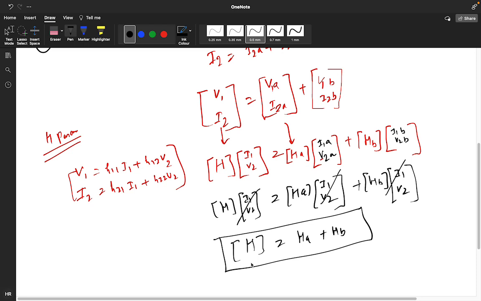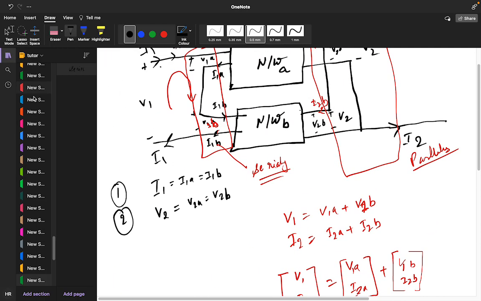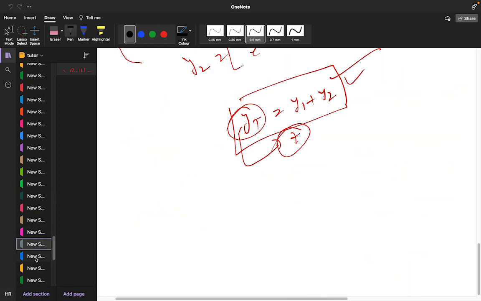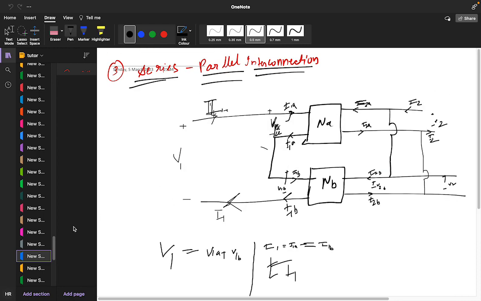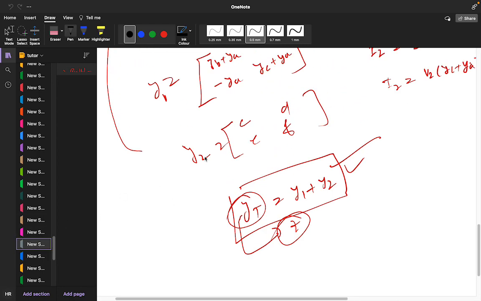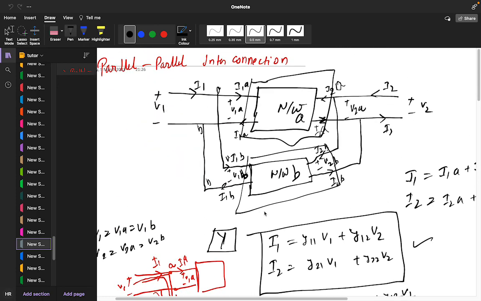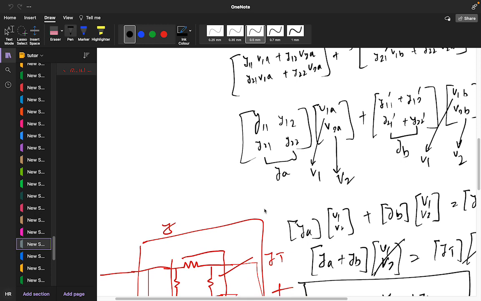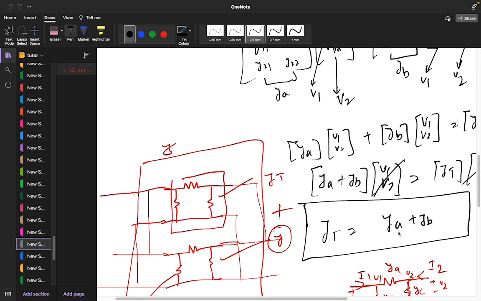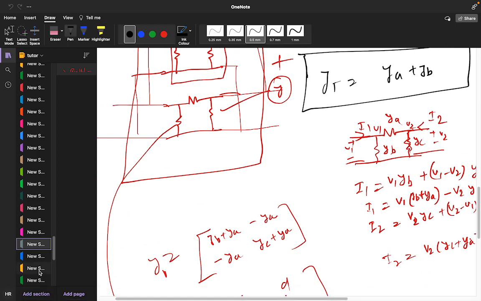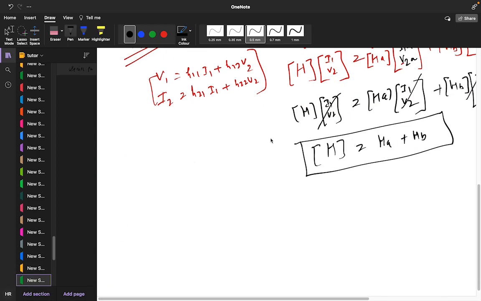So this is the concept of a hybrid parameter. You just have to remember this. We discussed parallel combinations. In a parallel combination, Yt is equal to Ya plus Yb. In a series combination, the Z parameter is added. But in a series-parallel combination, the H parameter will get added.